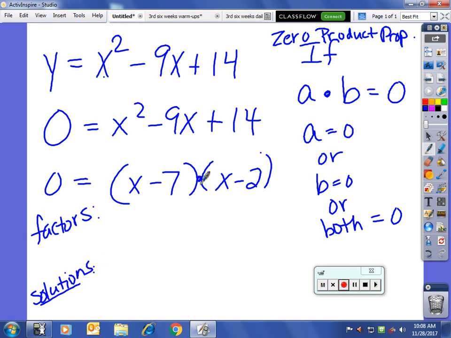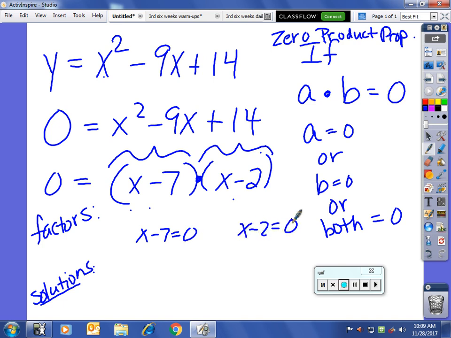So here's where that zero product property comes in. If A times B equals 0, what do you know about these two factors? One of them has to equal 0, or both of them have to equal 0. Here's where that warm-up we did comes in. You're going to take each separate factor and solve two little baby equations. We're going to assume that the x minus 7 factor equals 0, and we're also going to assume that the x minus 2 factor equals 0. Those are my two factors. I'm going to set them equal to 0 and keep on solving.